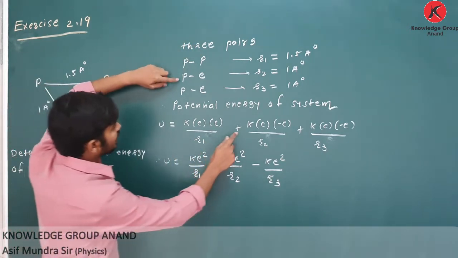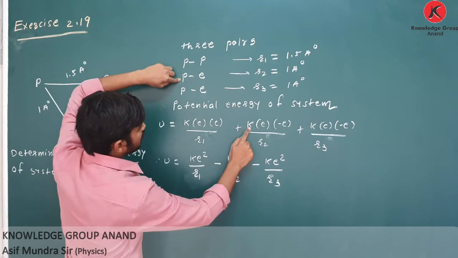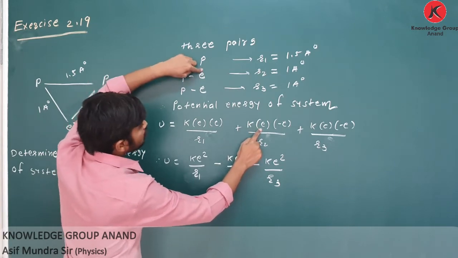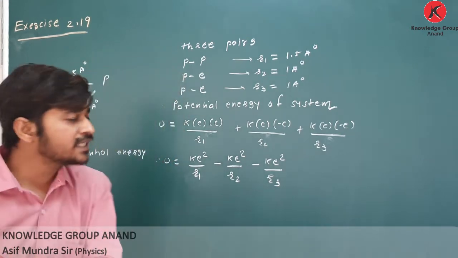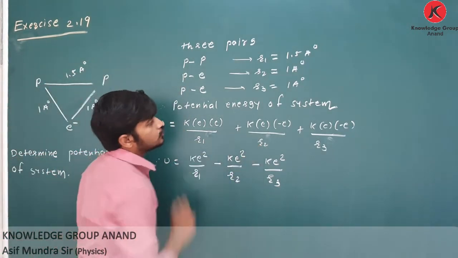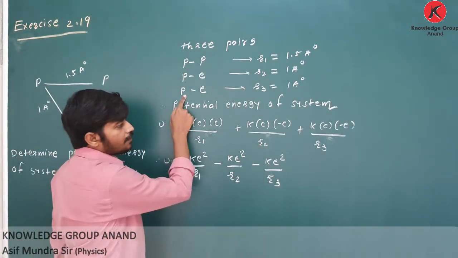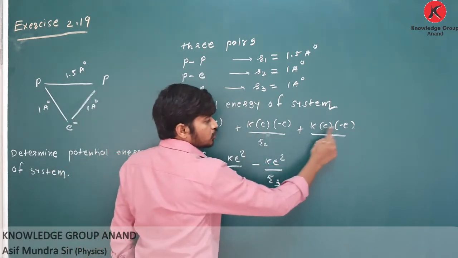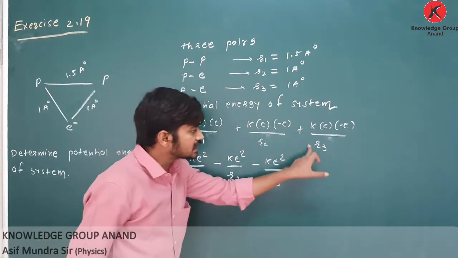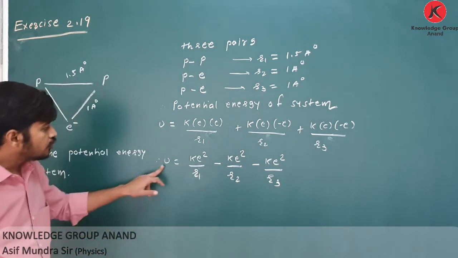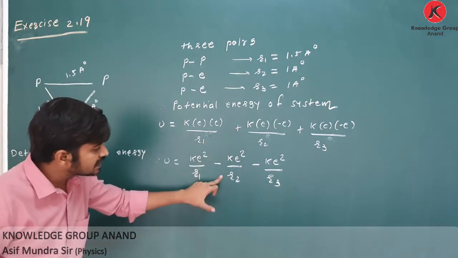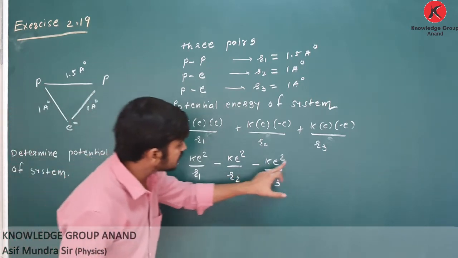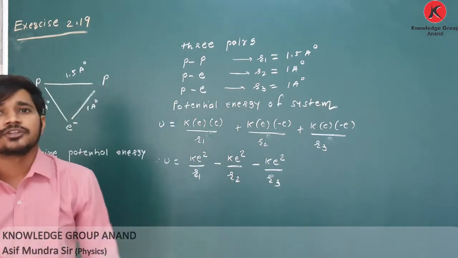Okay. For the second pair, K. Charge on proton, E. Charge on electron, minus E, upon R2. Similarly, for this third pair, K. Charge on proton, charge on electron, and distance is R3. So U is equal to Ke square upon R1 minus Ke square upon R2 minus Ke square upon R3.